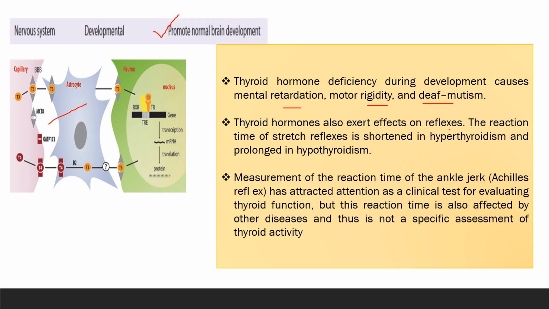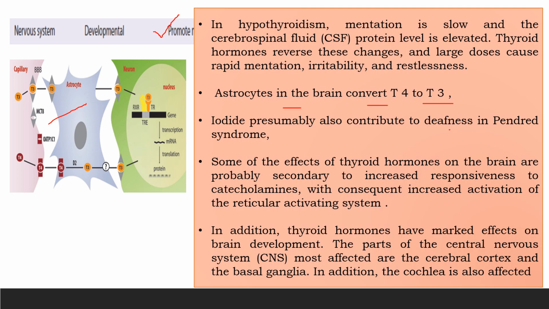So the measurement of the reaction time in the ankle jerk, that is Achilles reflex, has attracted attention as a clinical test for evaluating thyroid function. But this reaction time is also affected by other diseases and thus it is not a specific assessment of thyroid activity. Now in hypothyroidism, mentation is slow and the CSF protein level is elevated. Thyroid hormones reverse these changes and large doses cause rapid mentation, irritability and restlessness. Now we are also seeing that astrocytes in the brain convert the T4 to T3.